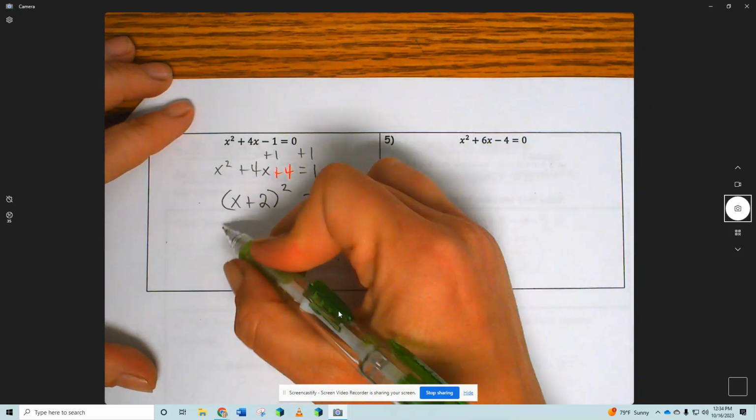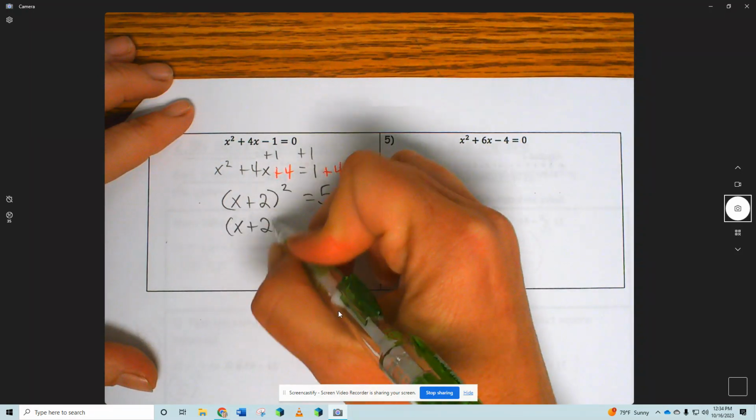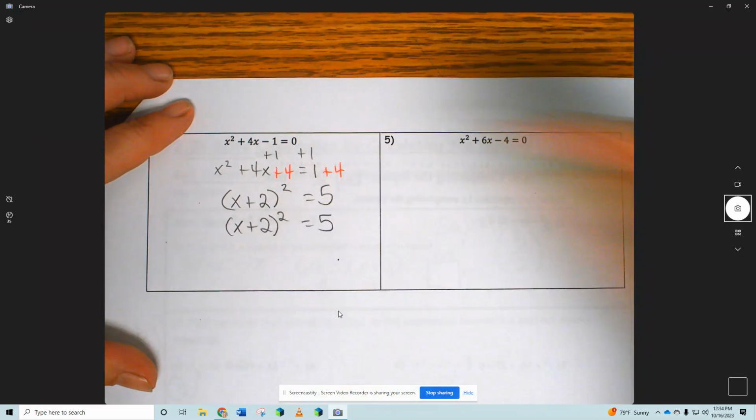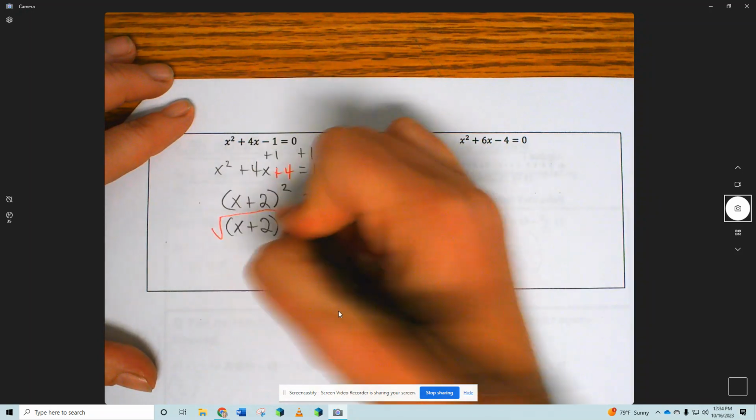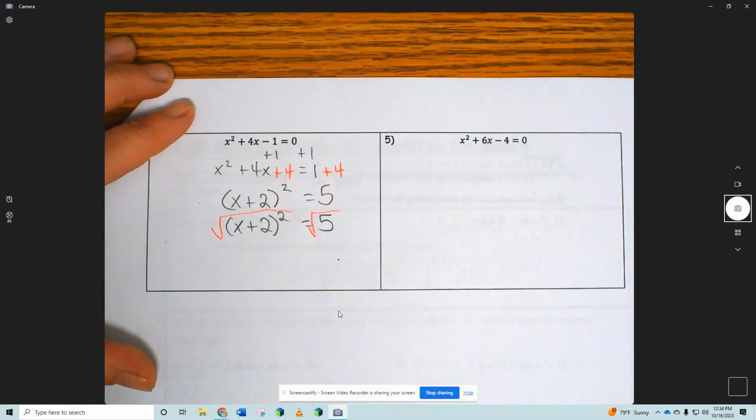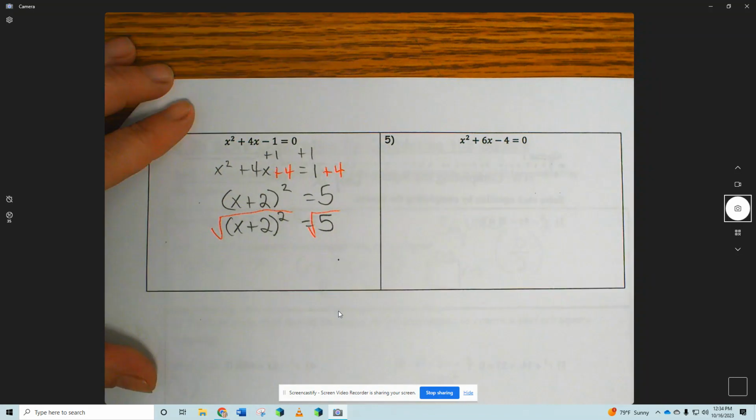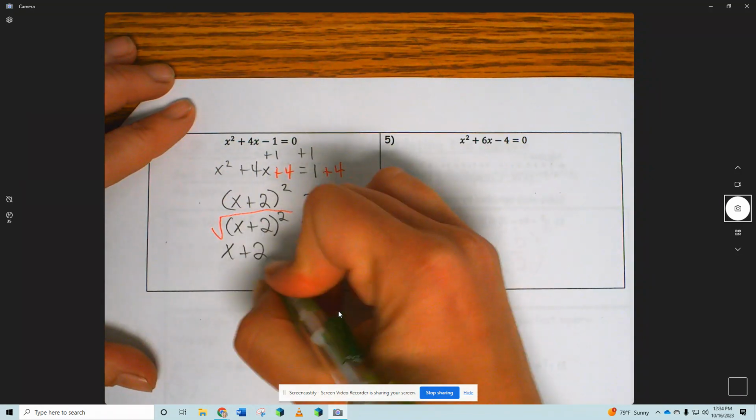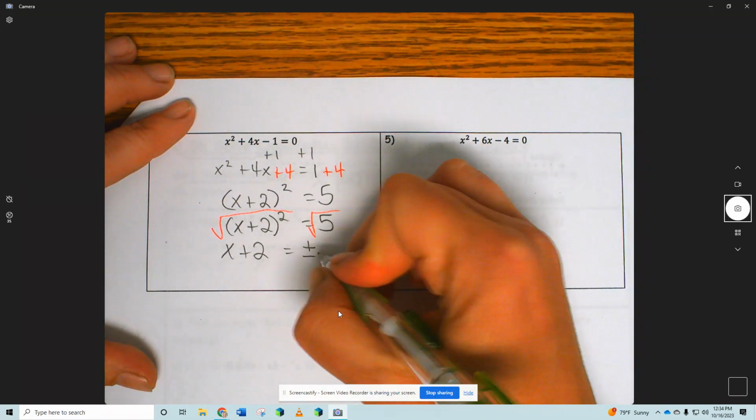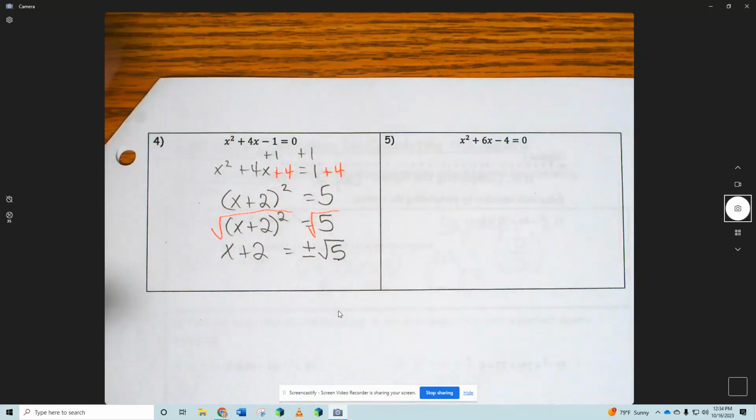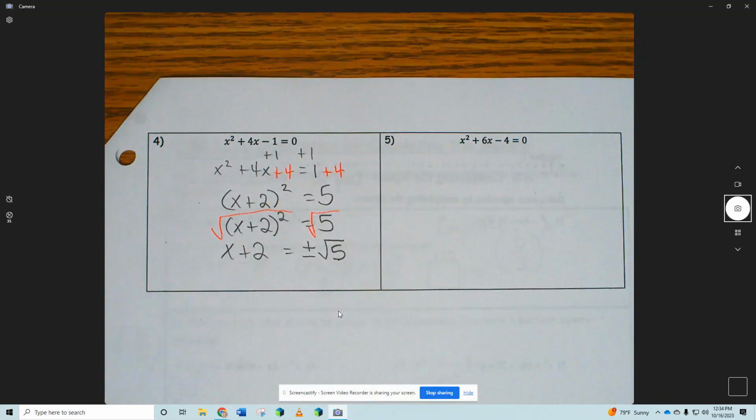Square root both sides. I'm going to write it again to keep it clear because I'm recording, but you don't need to write it again. All right. I cannot do radical 5. X plus 2 is alone, but I'm still going to go plus or minus and leave it radical 5, positive and negative. You have to leave it radical 5. I don't want a decimal. I don't want you to do it in a calculator. I want you to leave it radical 5.